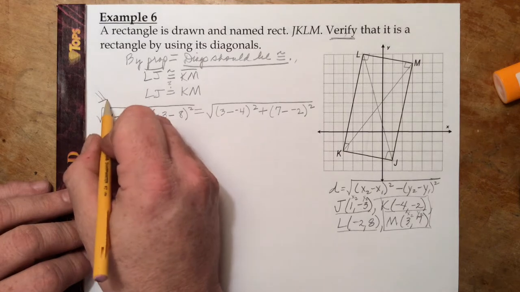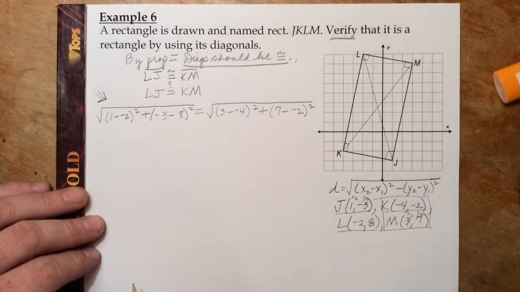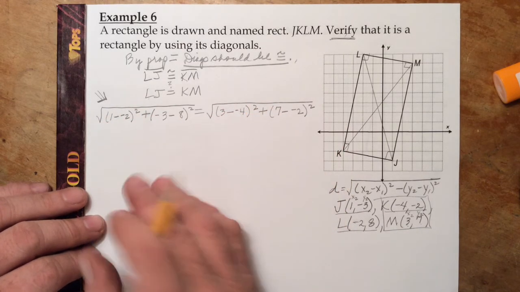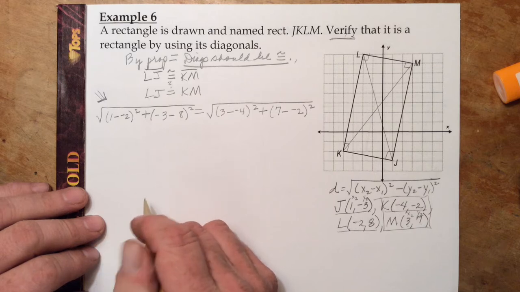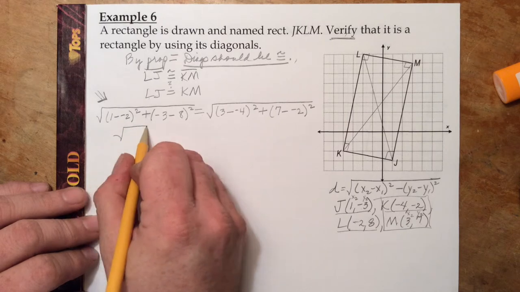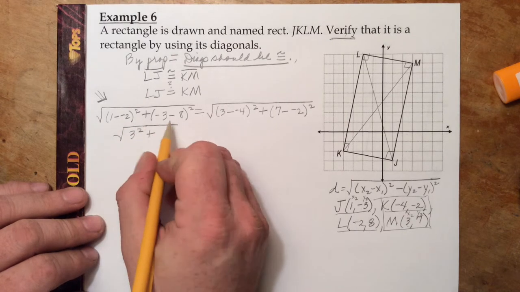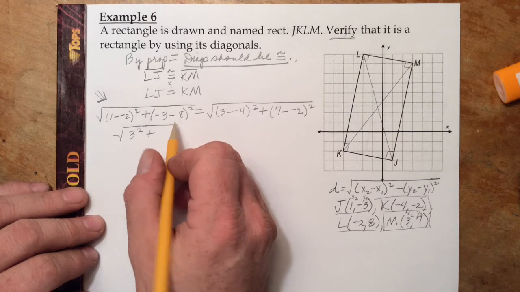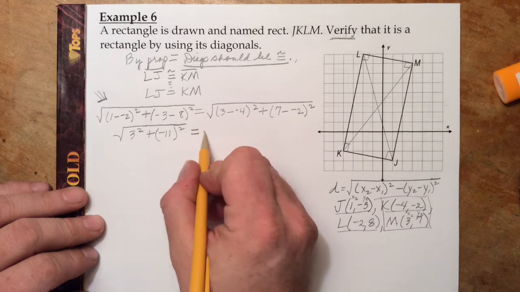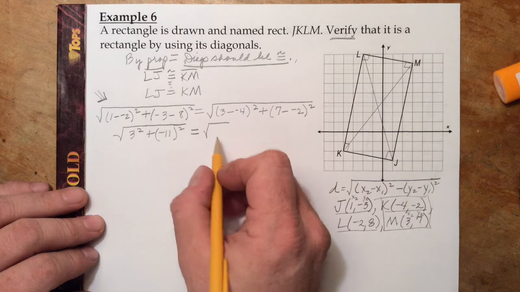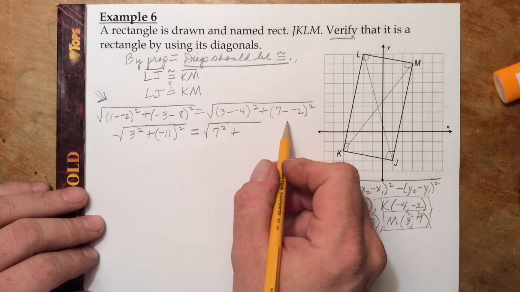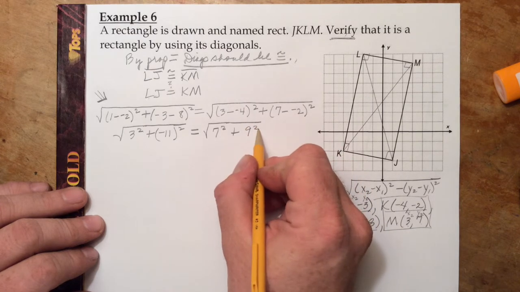This is the plug-in step. Now to start solving, we solve on the left, we solve on the right, and see if the left and right side of the equation are equal. Does it work? So here we go. We have 1 minus negative 2, which is 1 plus 2, which is 3 squared, plus negative 3 minus 8 is negative 11 squared, equals the square root of 3 minus negative 4 is 3 plus 4, which is 7 squared, plus 7 minus negative 2 is 7 plus 2, which is 9 squared.